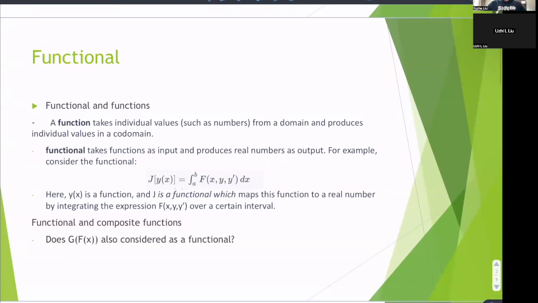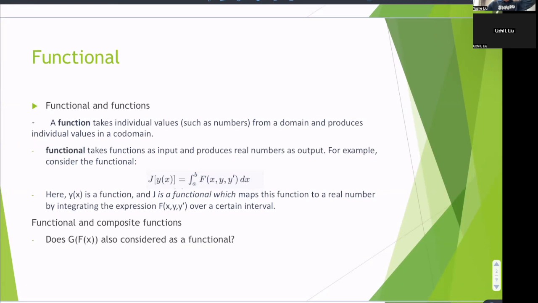Firstly, I want to briefly talk about what a functional is, since this is really fundamental stuff. So what's the difference between functionals and functions? Because they look the same, but it doesn't mean they're exactly the same thing. As we learned in high school, a function takes individual values, for example, a number from a domain, and outputs other numbers into a codomain. So what a function does is map a domain into the range.